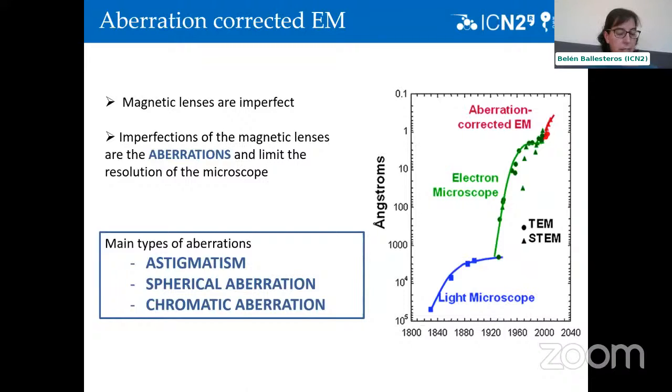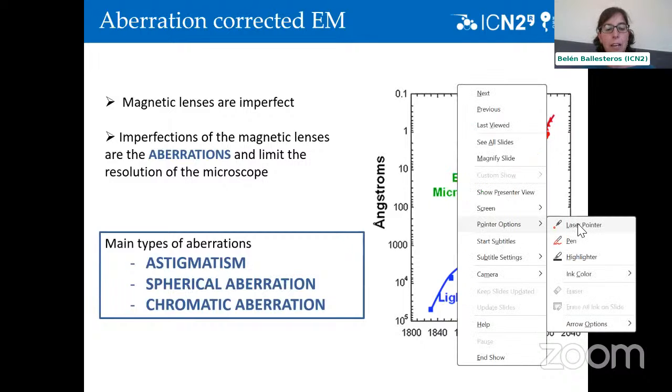Okay, so I'm running a bit late in time, but I want to tell you about aberration-corrected electron microscopy, because this, as I said in the beginning, is the new area in electron microscopy. As I said before, the magnetic lenses are imperfect, and these imperfections are the aberrations, and this will limit the resolution in our microscope. The main types of aberrations are astigmatism, spherical aberration, and chromatic aberration.